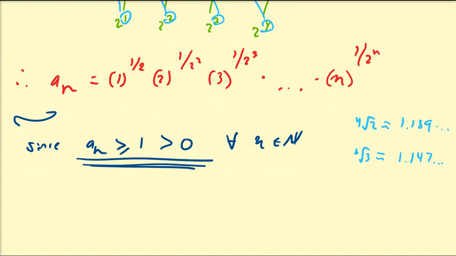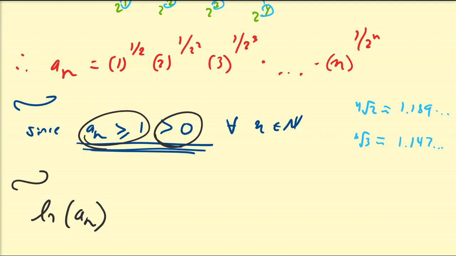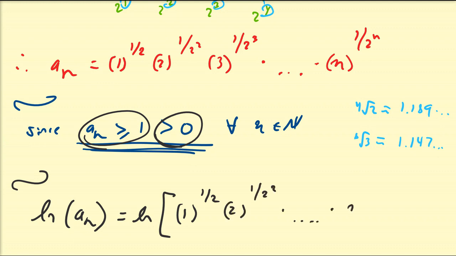With this in mind, what are we going to do? Now I'm going to take the natural log of a_n. I can do this first off because this number a_n is always greater than 0. And also, this number is bigger than 1, so the natural log of a_n is also going to be positive, or non-negative actually. So the natural log of a_n is going to be the natural log of 1 to the 1/2, 2 to the 1 over 2 squared, times all the way out to n to the 1 over 2 to the n.